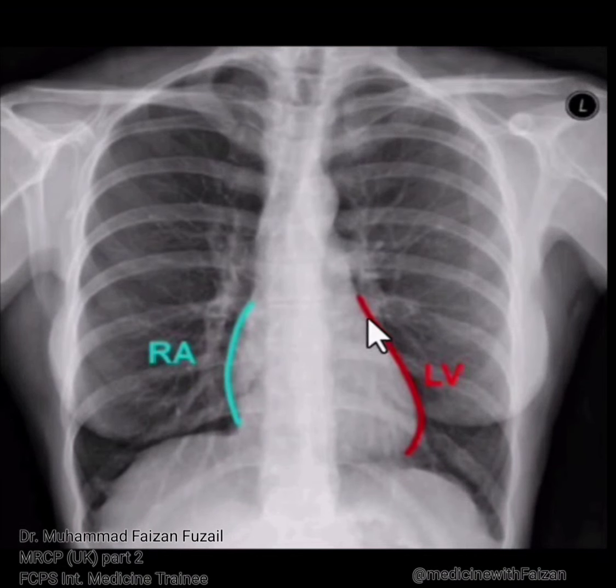The left heart contour shown by red line consists of the left lateral border of the left ventricle. The right heart contour shown by blue line is the right lateral border of the right atrium. The lingula is part of the upper lobe of the left lung. It wraps over the left ventricle.